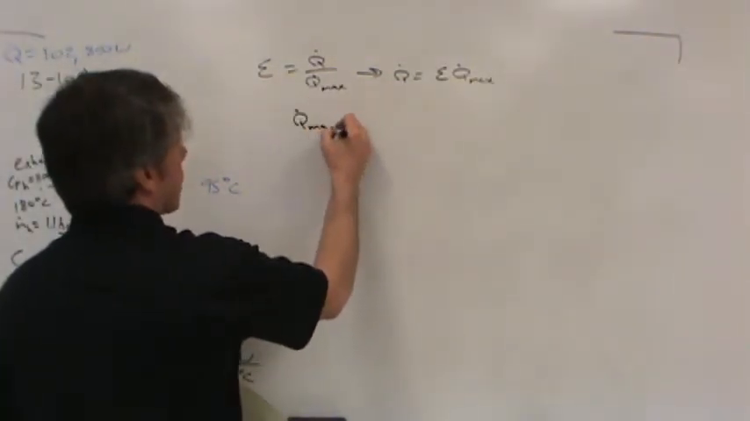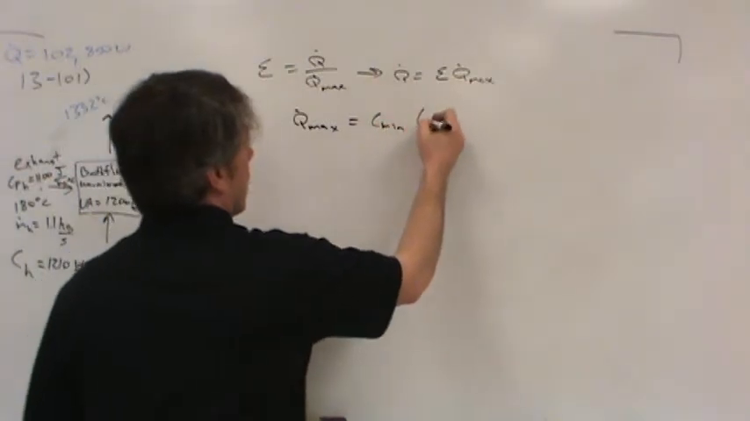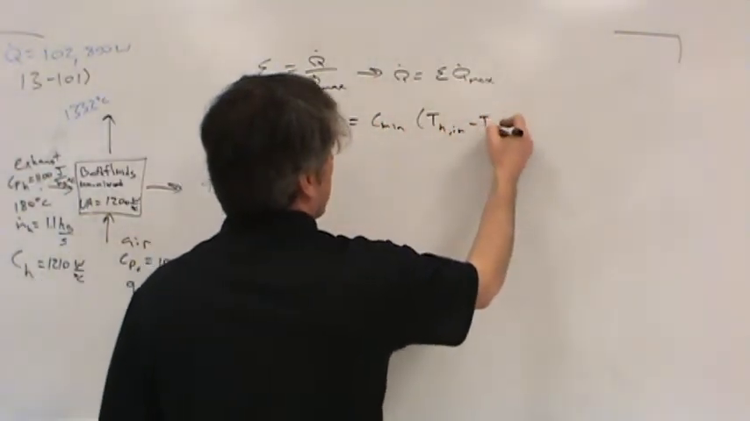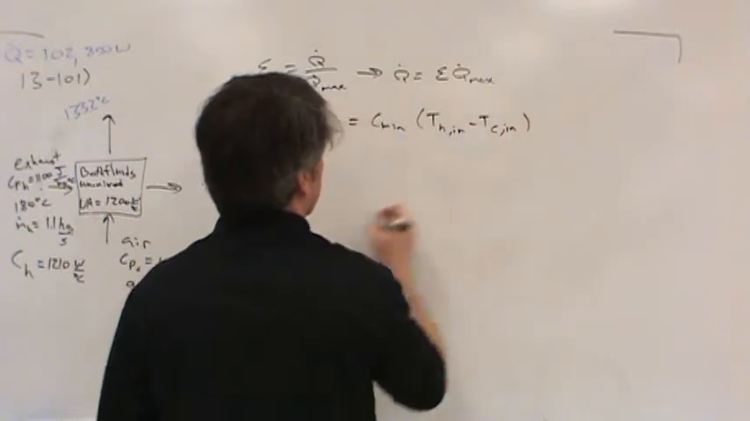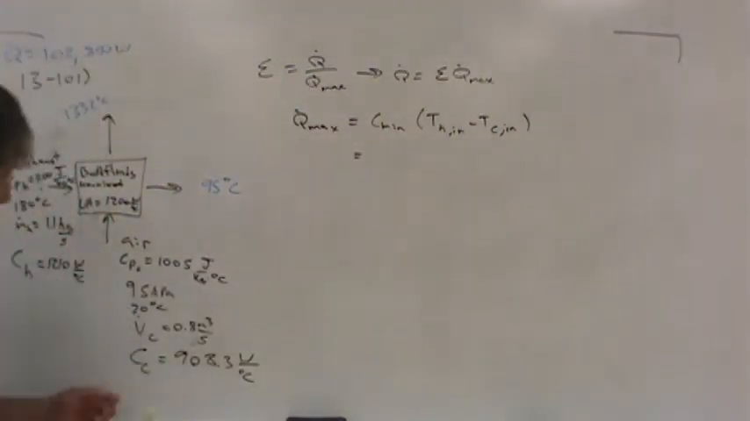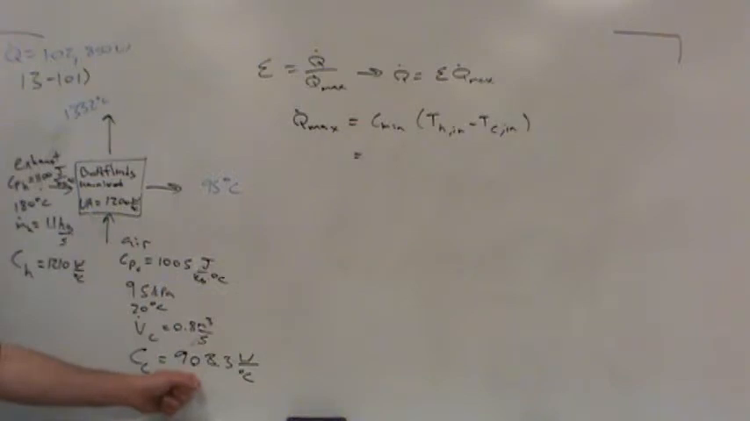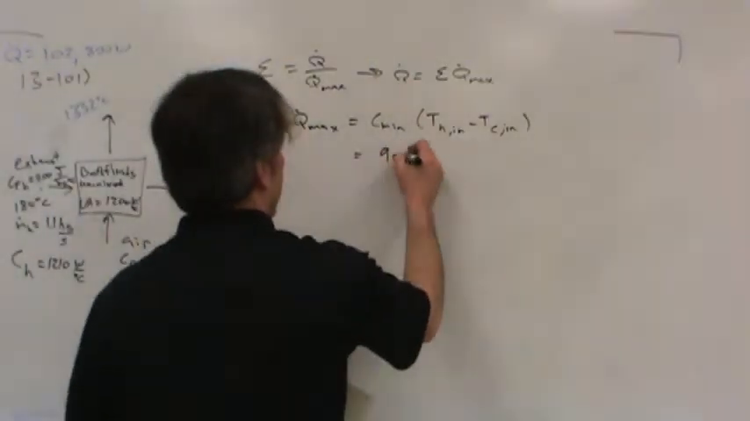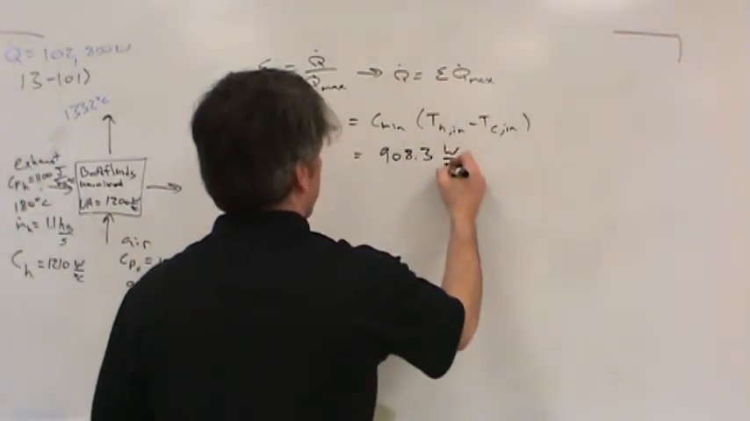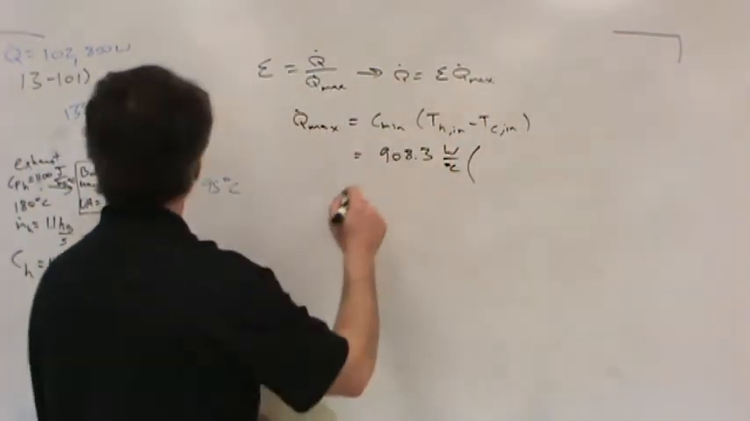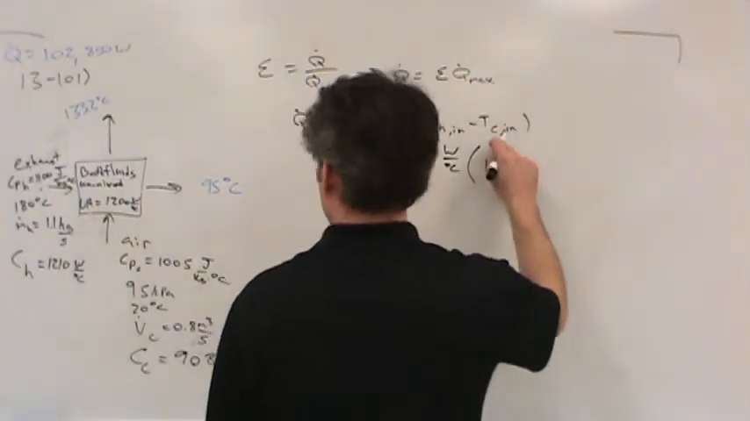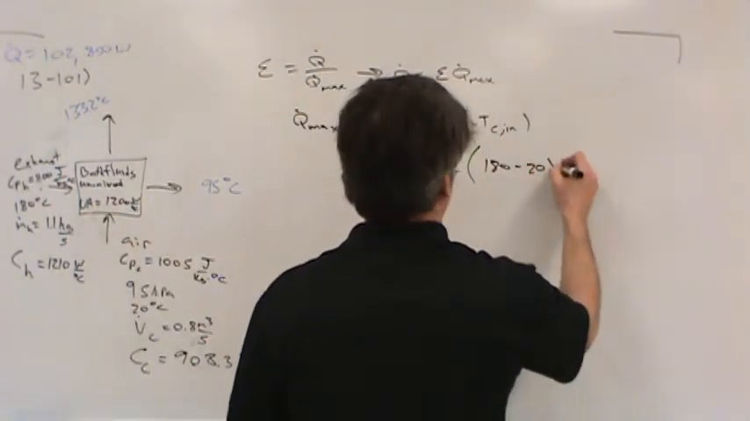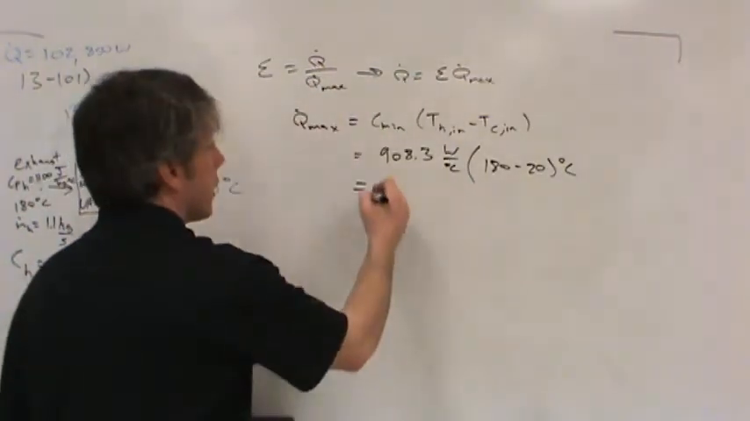The maximum heat transfer rate is Cmin times the temperature of the hot stream in, less the temperature of the cold stream in, right? Cmin, well, which one has the lower capacity rate? Well, this time it's the cold side. So the capacity rate on the cold side is 908, whereas it's 1210 on the hot side. So 908.3 watts per degree Celsius multiplied by the temperature of the hot stream in, 180, less the temperature of the cold stream in, 20 degrees Celsius.